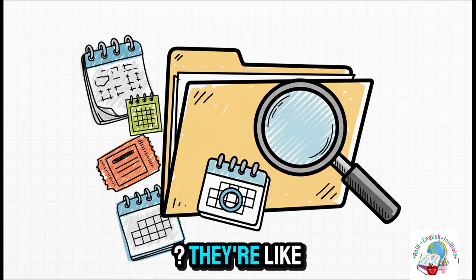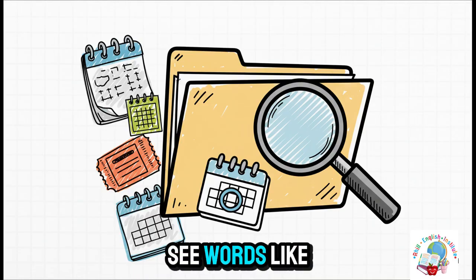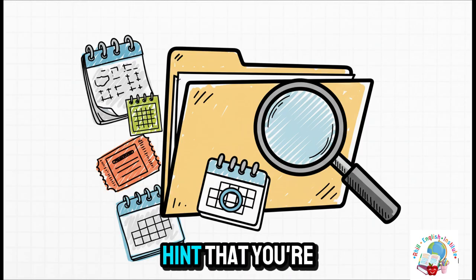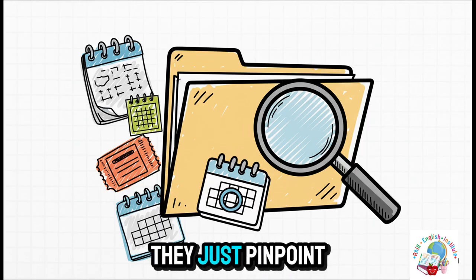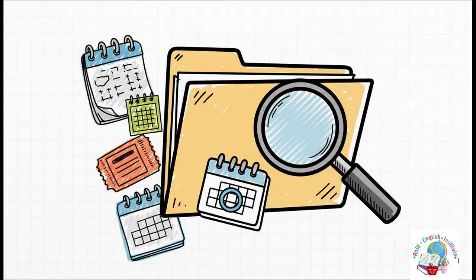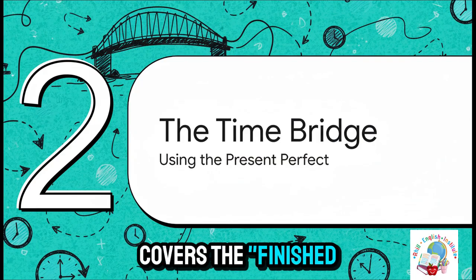These words here, they're like little signal flags. So when you see words like yesterday, last week, or a specific year like in 2003, it's a huge hint that you're telling a finished story. They just pinpoint that exact time in the past. Okay, so that covers the finished story.